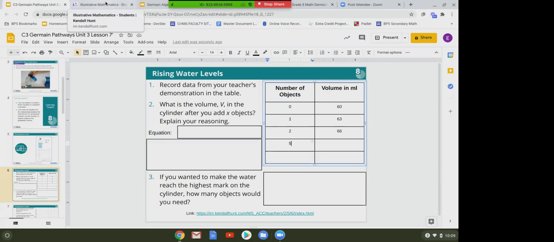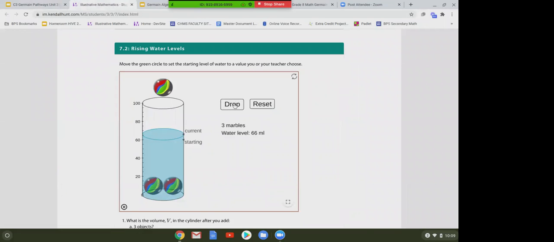So let's see. Let's prove it. Jaden said 75, Bridget said 75, Carter said 75. Let's prove it using this app here. So now let's add another marble. Jaden was the first friend that said 75. Jaden, do you want to unmute and can you tell us how you got that 75?